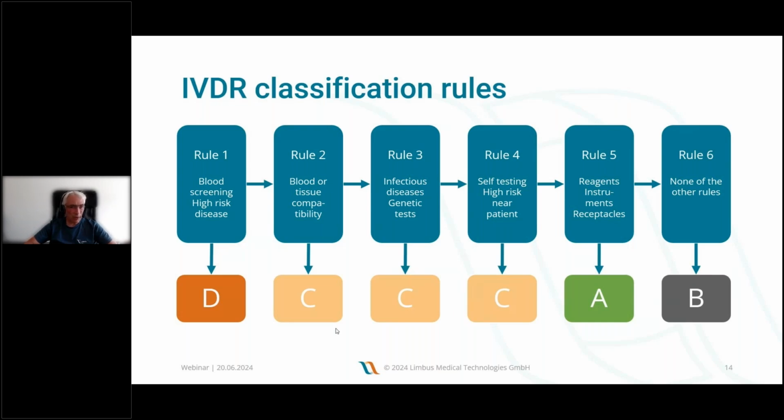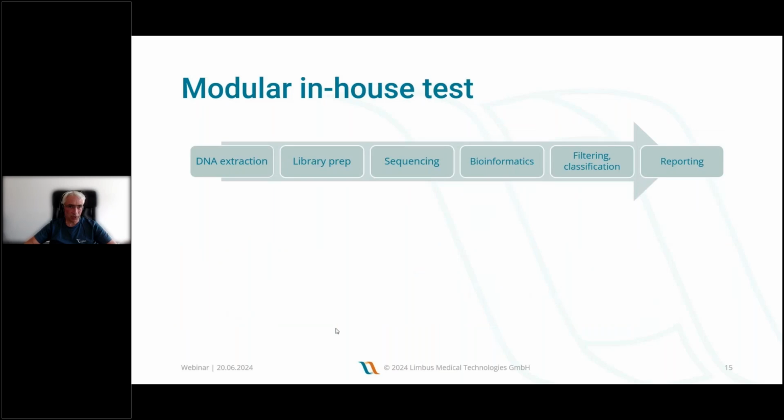So why am I talking about IVDR classification rules? When you are looking at your own in-house test, and this is basically a very generic chain of process steps in, for example, an NGS genetic test, you may be able to identify certain modules that you could isolate, that you could treat as individual devices. Let's take, for example, DNA extraction and the sequencing.